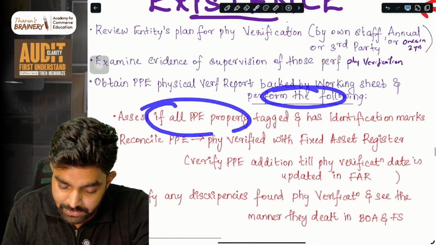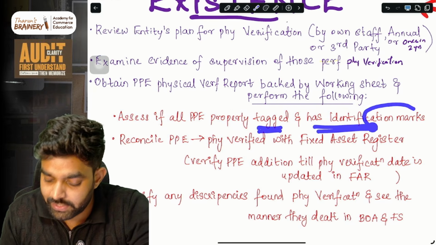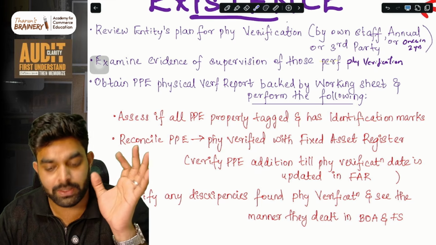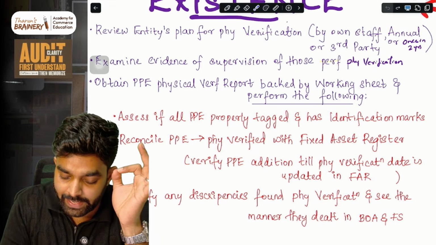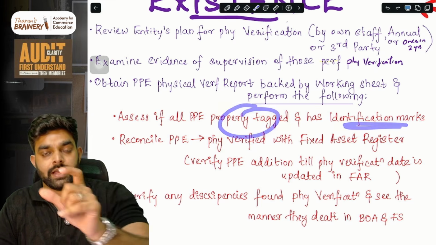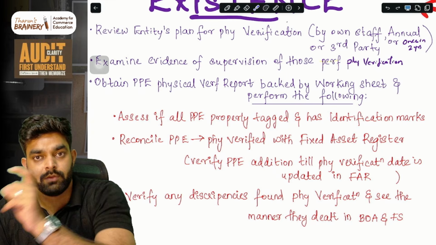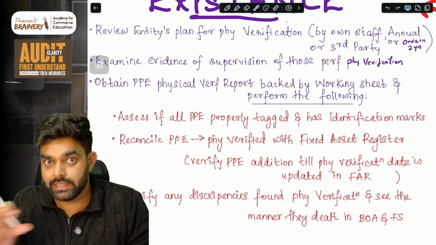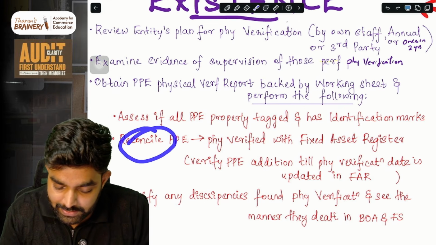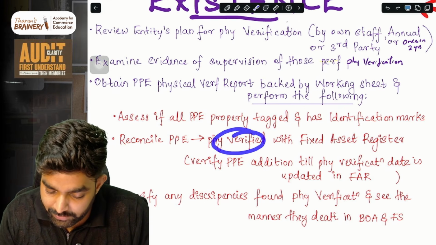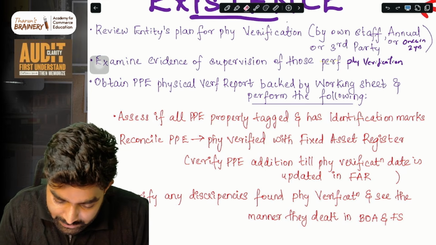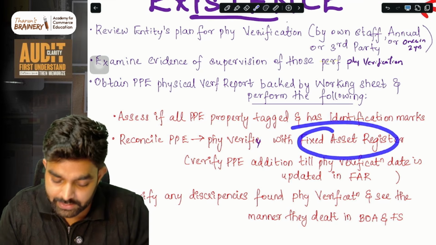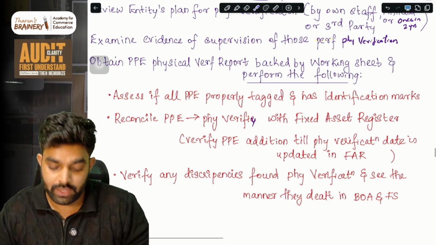Assess if all the PPE are properly tagged and have identification marks. If the company has 15 items of property, plant and equipment, make sure all of them are properly tagged and have identification marks, like a number written on the PPE, machinery 1, machinery 2, like that. Or do they have a proper tag with other details, years, all these things. Then reconcile the PPE that is physically verified with the fixed asset register. That is physically you can go and verify.